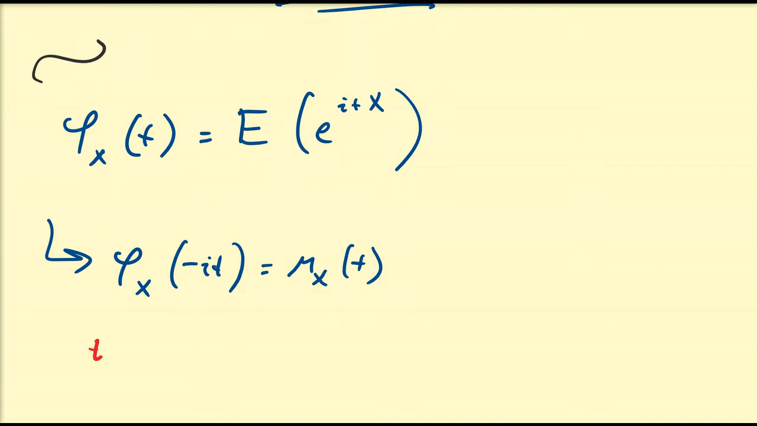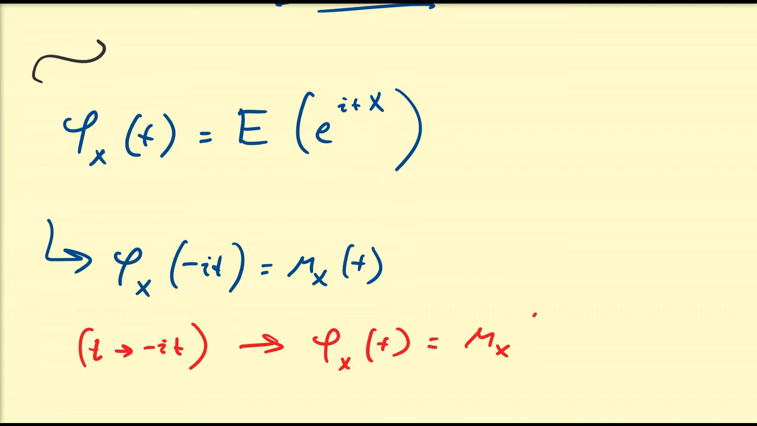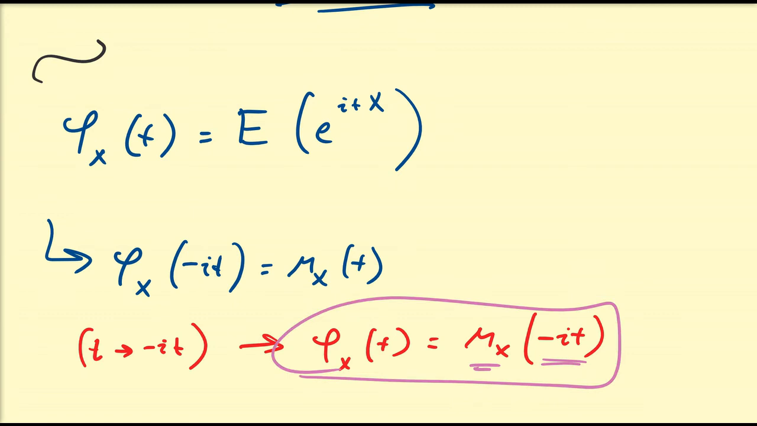So of course, if we replace t with minus i t, then we get that phi_X(t) is equal to the moment generating function of X evaluated at minus i t. So if you have the moment generating function already, you can just replace t with minus i t to get the characteristic function for that random variable.